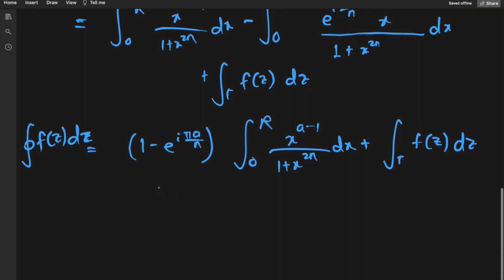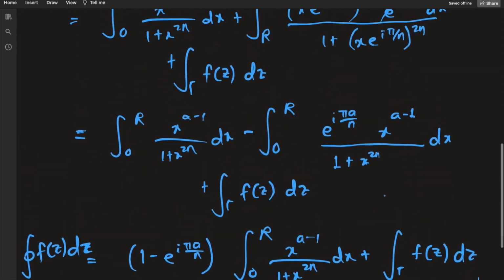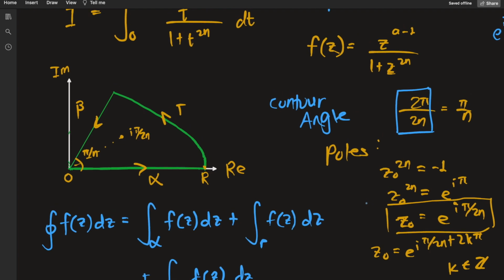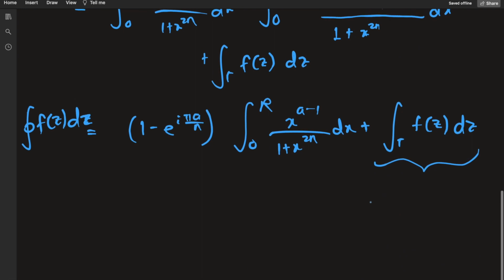Okay, now let's look at this integral over gamma. And if you've seen my previous videos, you know that we have to use some estimation lemma, or more generally Jordan's lemma. Let's see what's going to happen. See you on a fresh page.